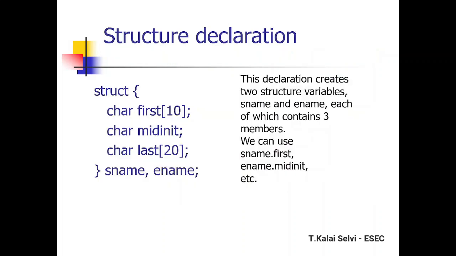Here is an example of structure declaration. A structure is defined with two character arrays and a single character variable. First is a character array, last is a character array, and midint is a character. So this declaration creates two structure variables, sname and ename, each of which contains three members. So we can access the first name, last name, and midint using the syntax sname.first and sname.midint. In this way, we can access all the data members of the structure.